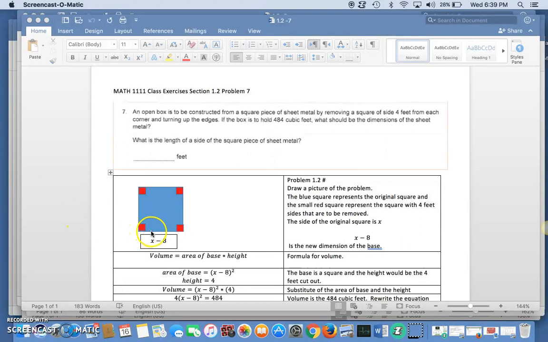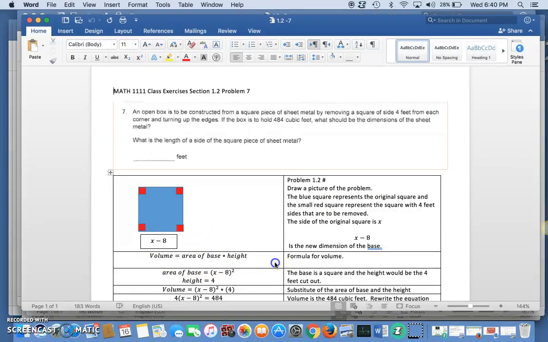And our new side between the two red boxes right here would be represented by x minus 8, because the whole side we're going to say is x. So if you cut 4 off on one side and 4 off on the other, you've got a total of 8. Volume of this type of figure is the area of the base times the height, is what you basically are going to do.